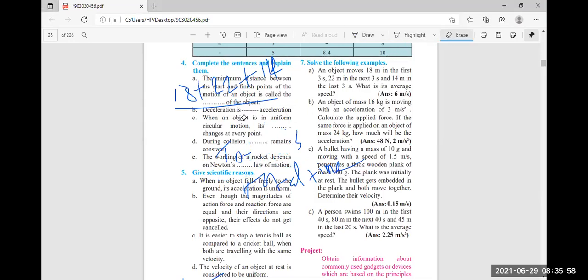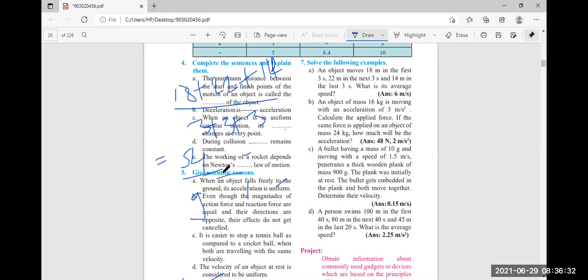Then 18, 22 plus 14. We have to write the time now. First 3 seconds, second 3 seconds, and last 3 seconds. So right here, 3 plus 3 plus 3. Now 18 plus 22 plus 14. What is their addition? 54. Divide by 3 plus 3 plus 3, which is 9. What will be the answer?